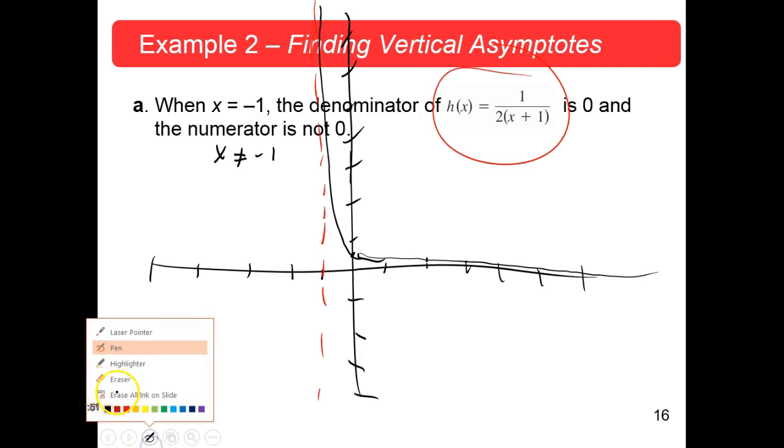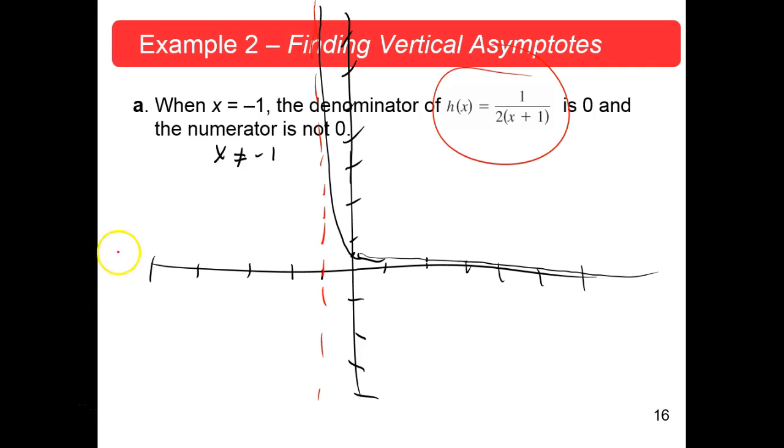Now I'm going to do something here. I'm going to draw that red too, just to be democratic about it. But there is a difference in a horizontal asymptote and a vertical asymptote. Anyone tell me what that might be?